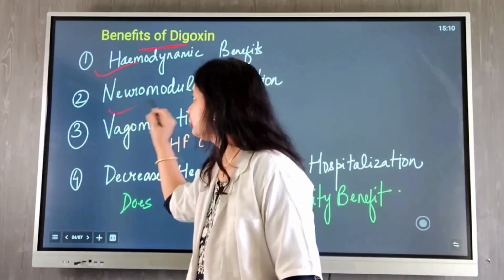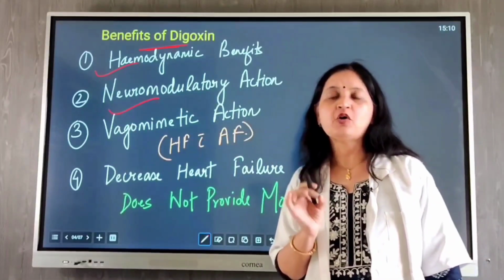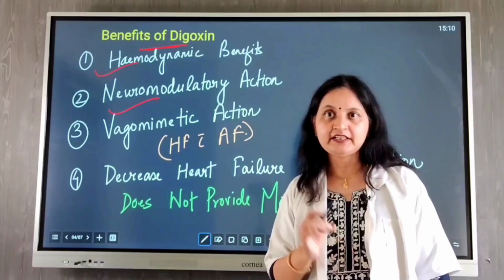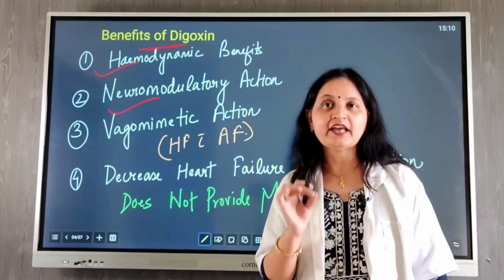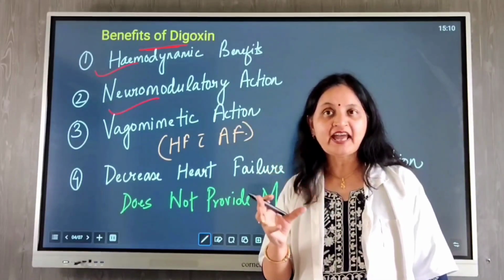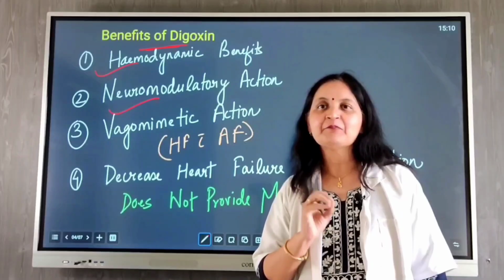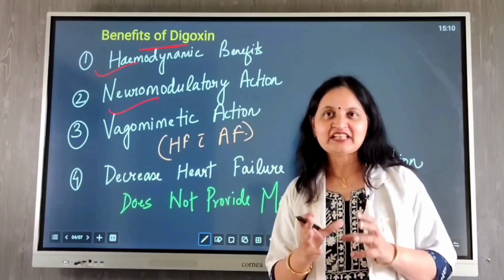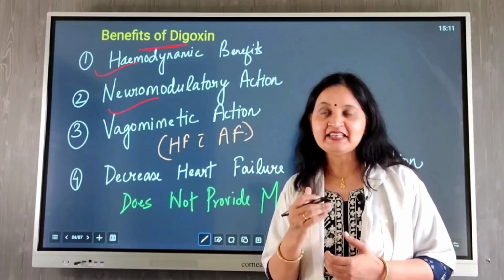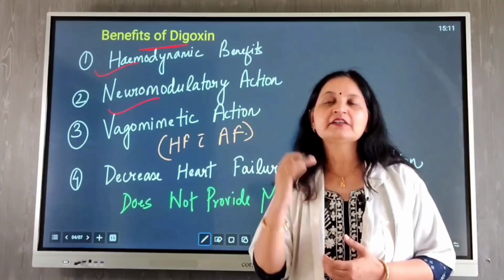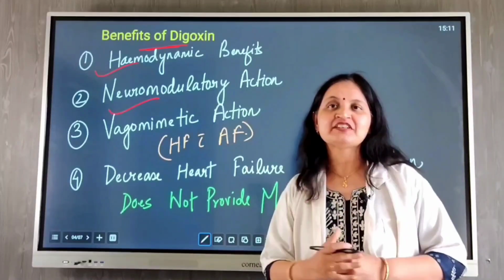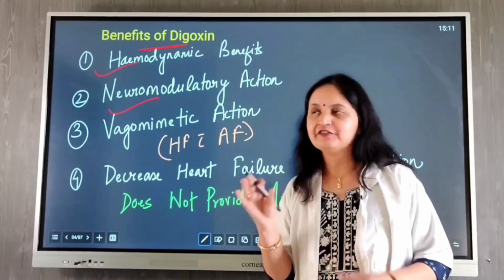The second effect is neuromodulatory action. Digoxin also to some extent inhibits the sympathetic nervous system activity. It also inhibits the renin-angiotensin-aldosterone system activity. So it has neuromodulatory action, but it is also again important to remember that this action is less marked than ACE inhibitors and ARBs. So ACE inhibitors and ARBs have marked neuromodulatory action, and therefore they are widely used in the management of chronic stable heart failure.